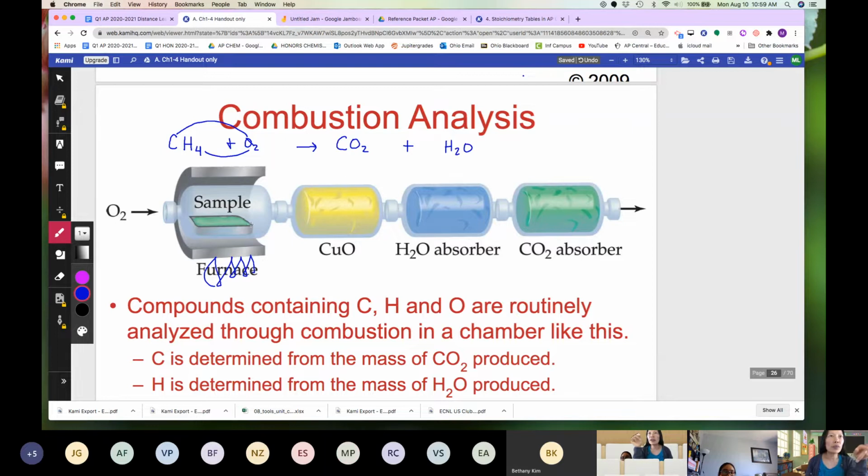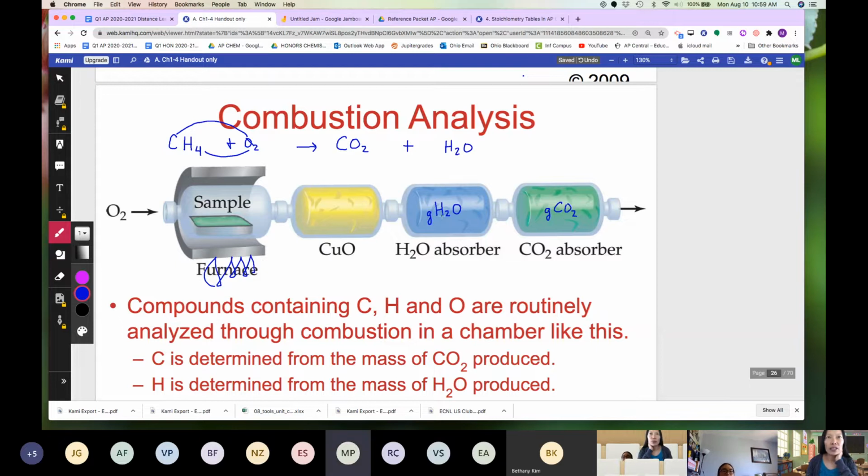So when you run it through the sample, when it comes out, you're going to get the CO2. You're going to catch all the H2Os over here. And you're going to weigh it before and after. You're going to get the grams of H2O. And then this one will catch the CO2 that you make. You're going to weigh it before and after, and you're going to get the CO2.